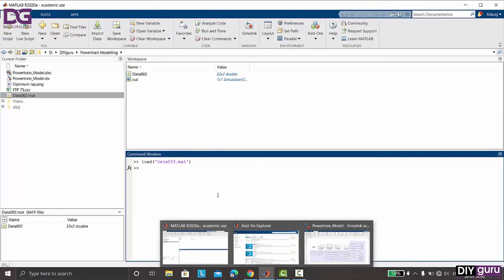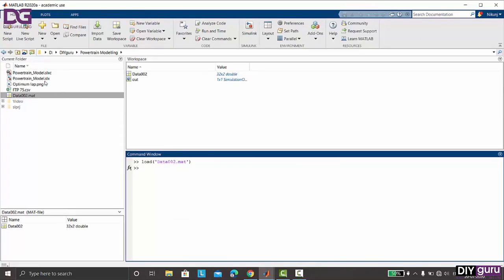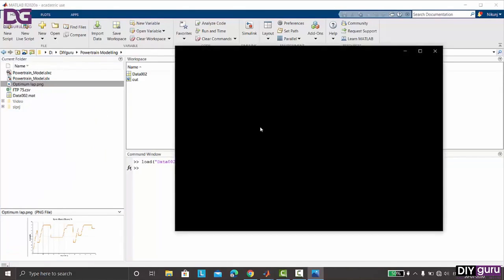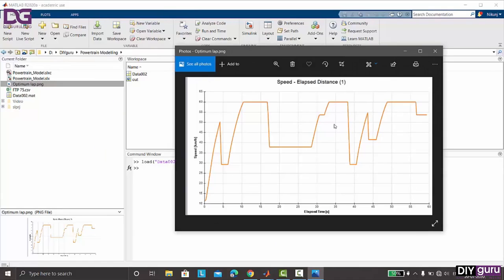To give the velocity profile input, which we have shown earlier from Optimum Lab, which we have obtained like this profile. If you want to give input for the model, first of all we have to obtain the data from this graph.